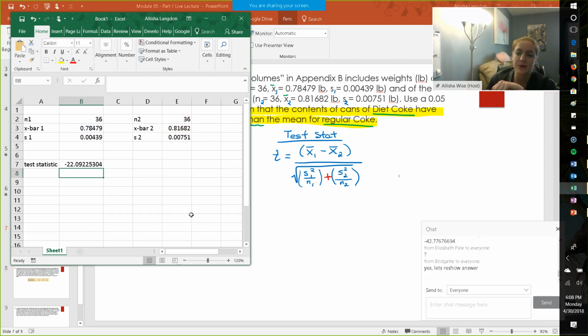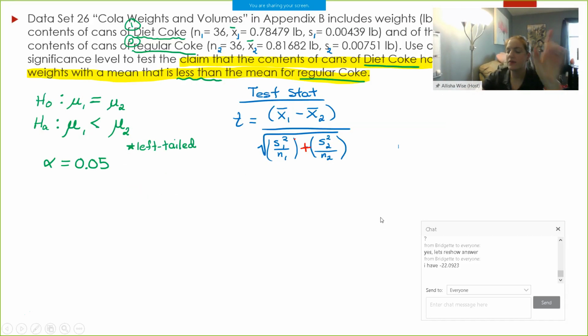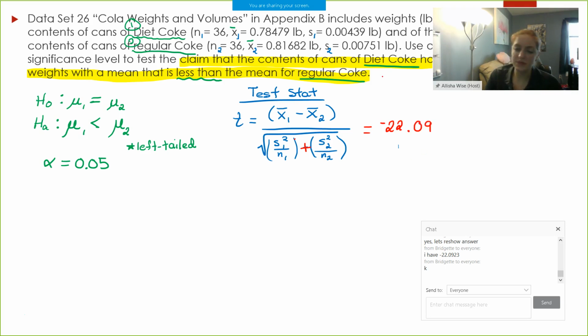Boop. Answer would be negative 22. Negative 22.09. Yep. Now on the PowerPoint, I abbreviate, or I round it. Okay, negative 22.09. I round the answer, but when you're doing further calculations, use the number that's in your worksheet. Don't use the rounded number. I didn't clarify that before, so I want to make sure I clarify it now.